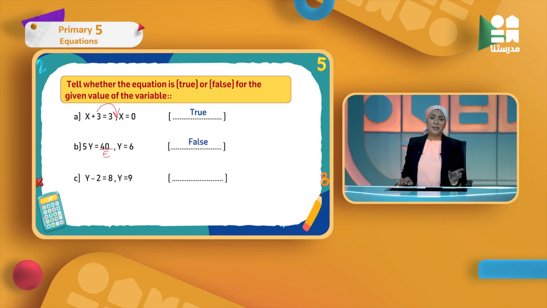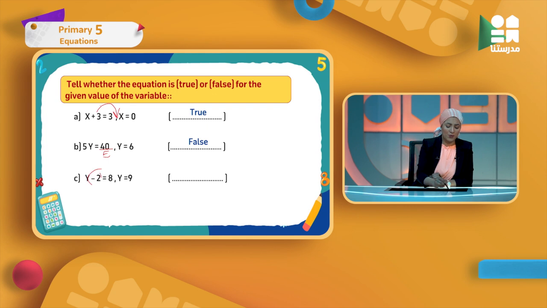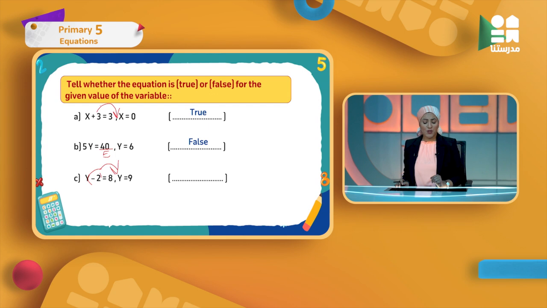Again, هودي النمبر اللي جنب الواي الناحية التانية in an inverse operation or with the opposite sign عشان أتأكد الفاليو بتاعة الواي is it 9 or not. So here minus 2 will go the other side with plus 2. 8 plus 2 is 10. So y is equal to 10 and not 9. So this is also false.